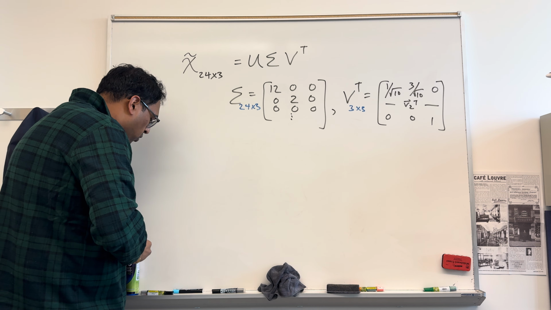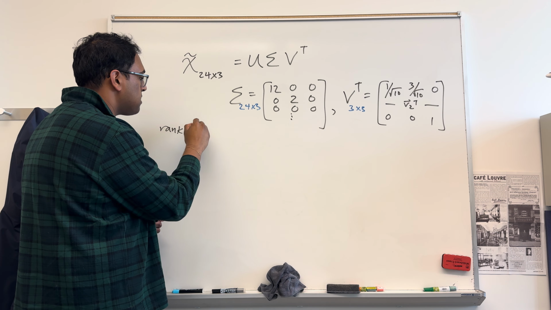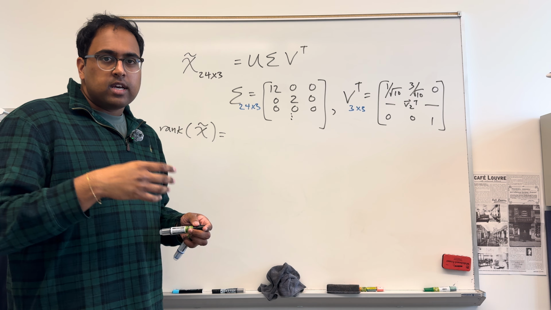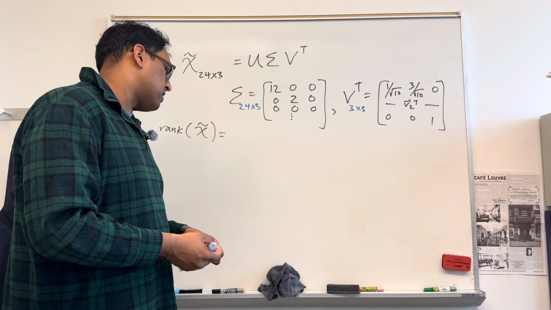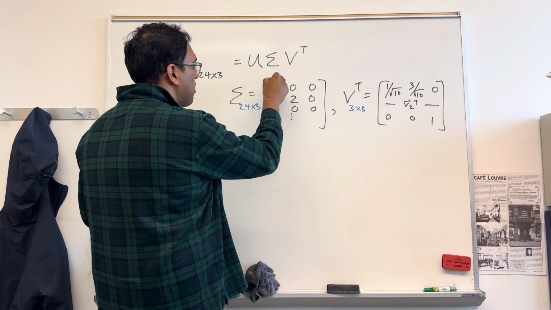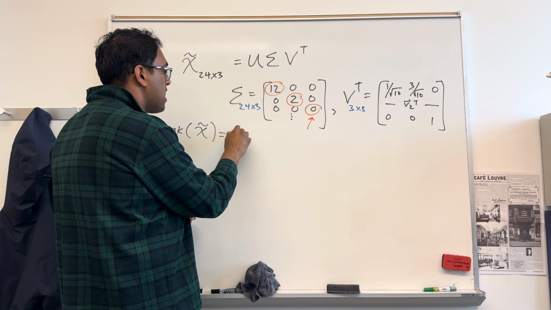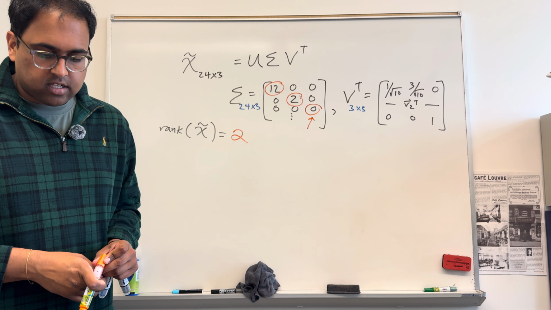The first question is, what is the rank of X tilde, or this X? And the answer to that is 2, because in general, the rank of a matrix is equal to the number of non-zero singular values it has. So this one we can just read off from sigma. The fact that we have a 0 here tells us the number of non-zero singular values is 2, which means the rank of this X is 2.